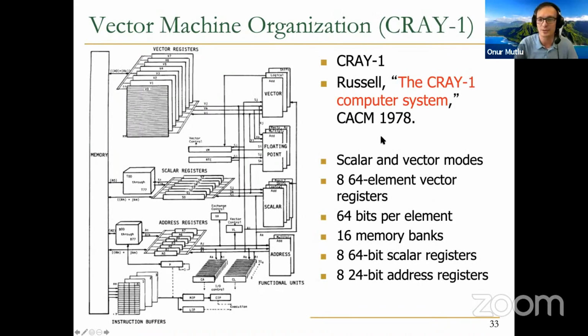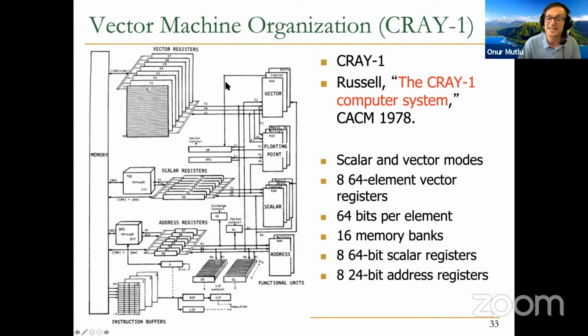Okay, so this is an example of vector machine organization. I'll go through this relatively quickly. And this is one of the earliest supercomputers, the Cray 1 system. As you can see, there's a vector unit. There are vector registers attached to it: 8 vector registers, 8 64-element vector registers. So maximum vector length was 64 over here. And you had 64-bit elements. And you had 16 memory banks. We will get to memory banks soon.